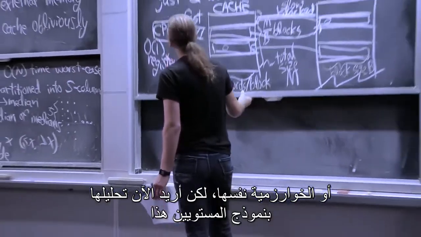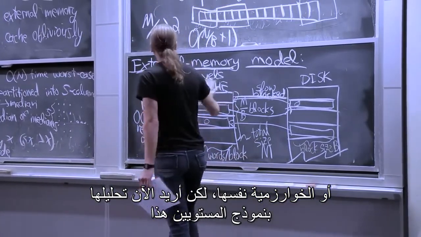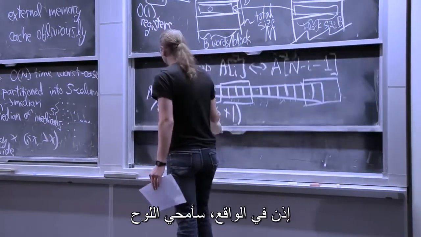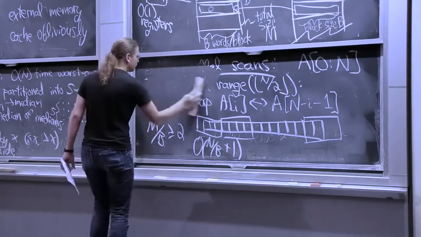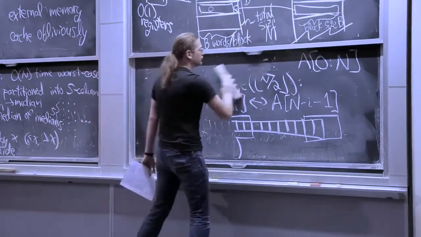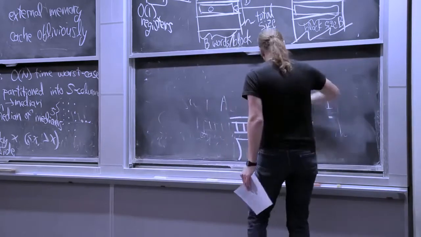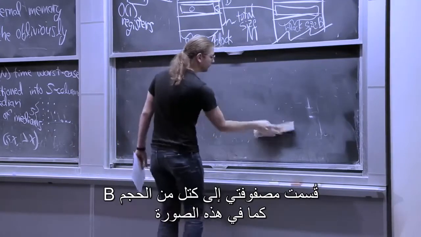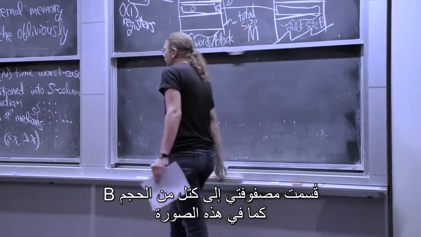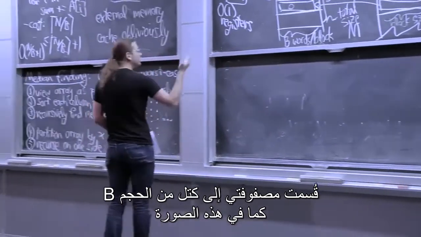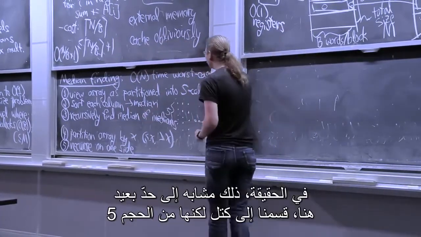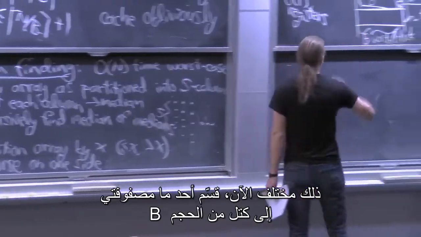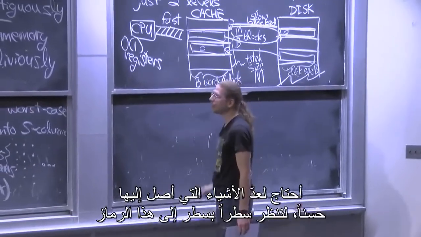Now, what I'd like to do is the same analysis, the same algorithm, but now I want to analyze it in this 2-level model. So actually, I will erase this board. So now my array has been partitioned into blocks of size B, like this picture. In fact, it's quite similar. Here we're partitioning things into blocks, but they're size 5. That's different. Now someone has partitioned my array into blocks of size B.